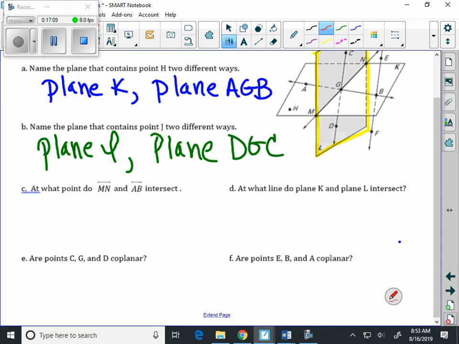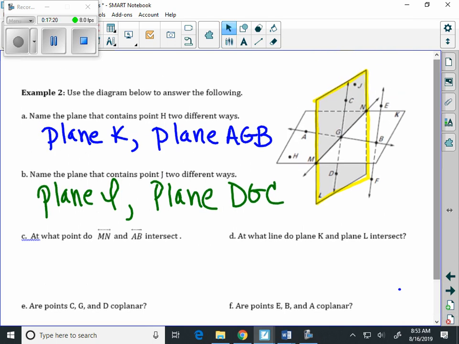As we look at letter C, at what point do line MN and line AB intersect? So I'm going to erase again. Let's see what happens. Well, let's find line MN. Line MN is here. And line AB is here. And at what point do they intersect? Well, it looks like point G.